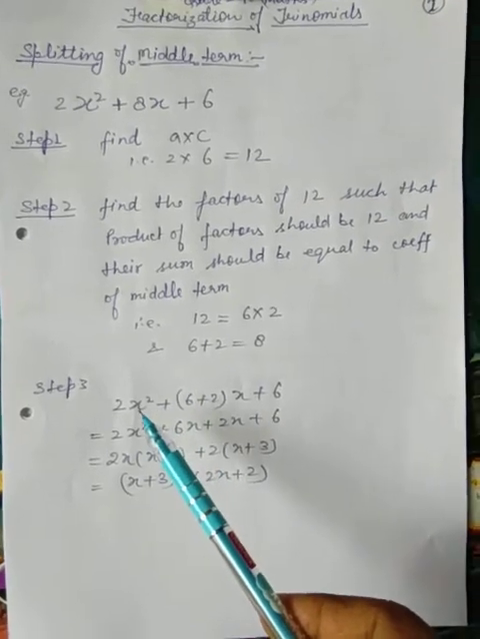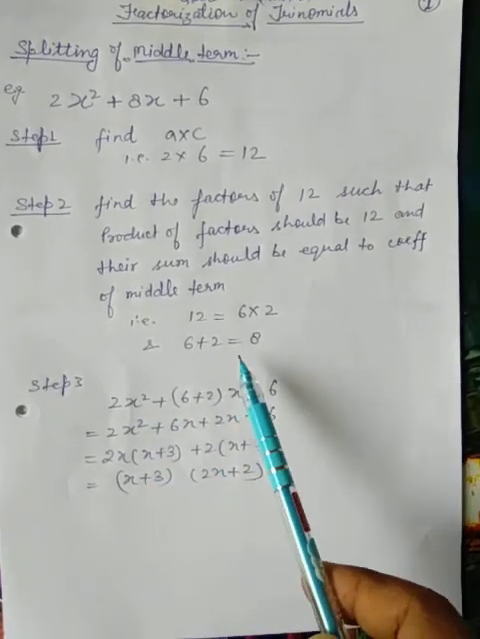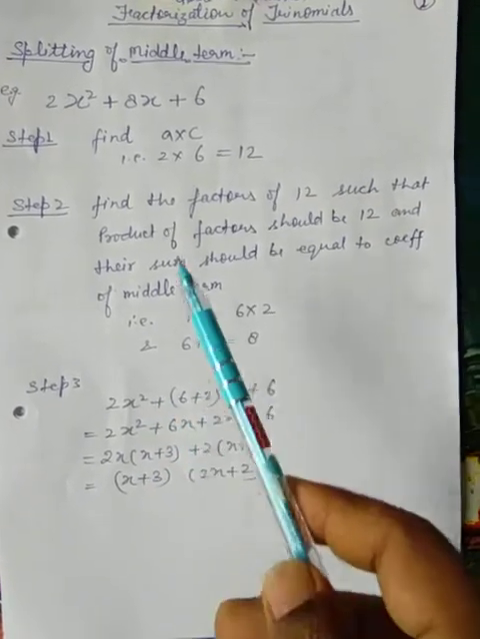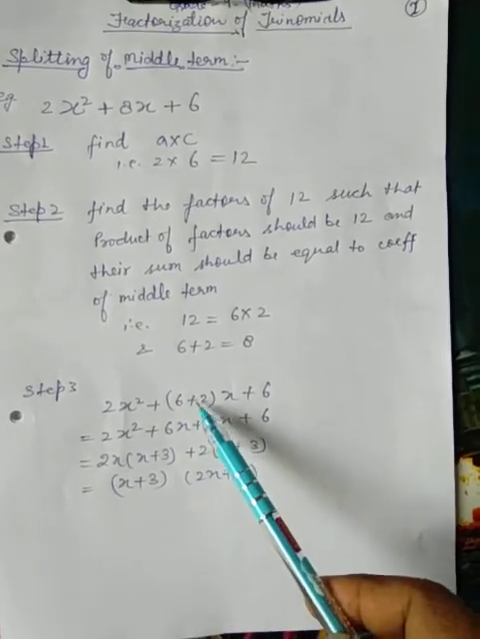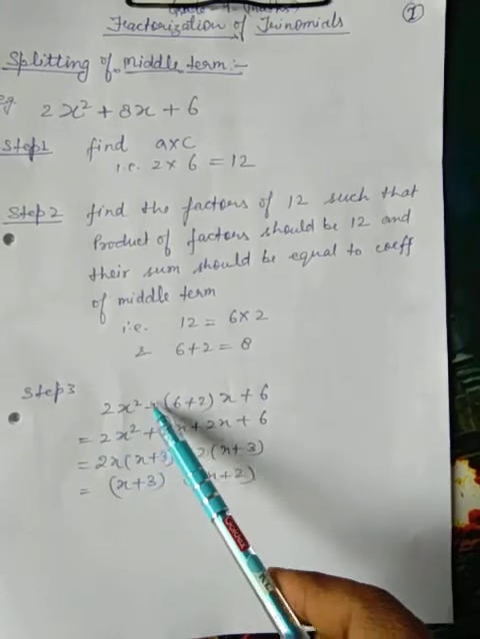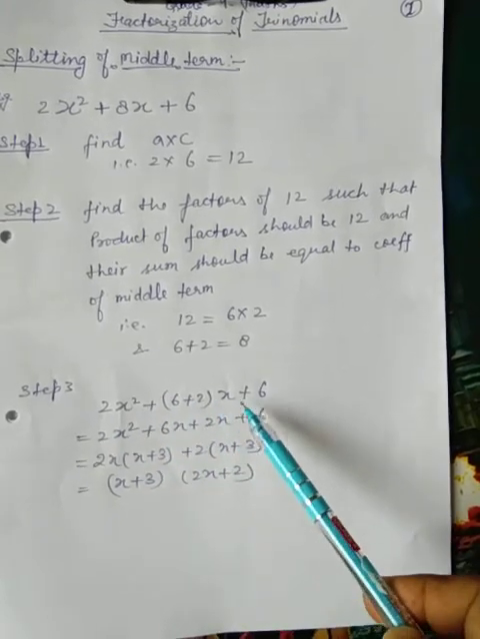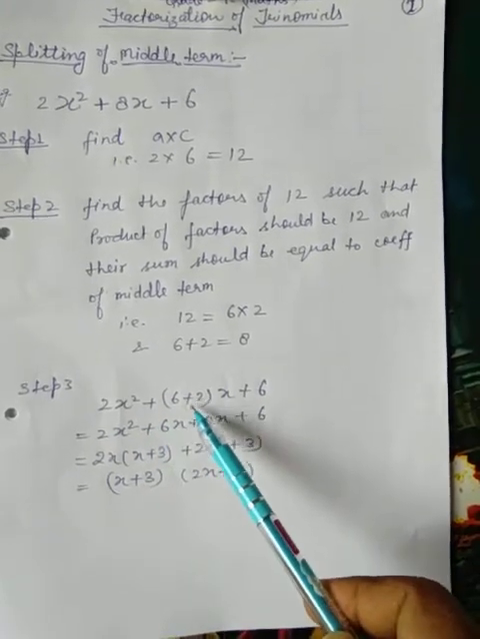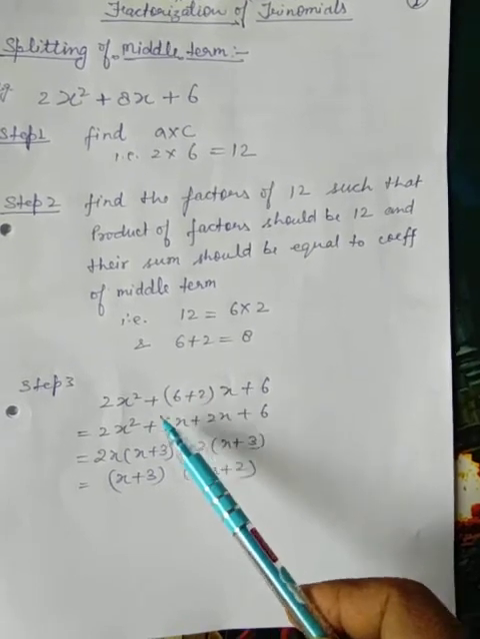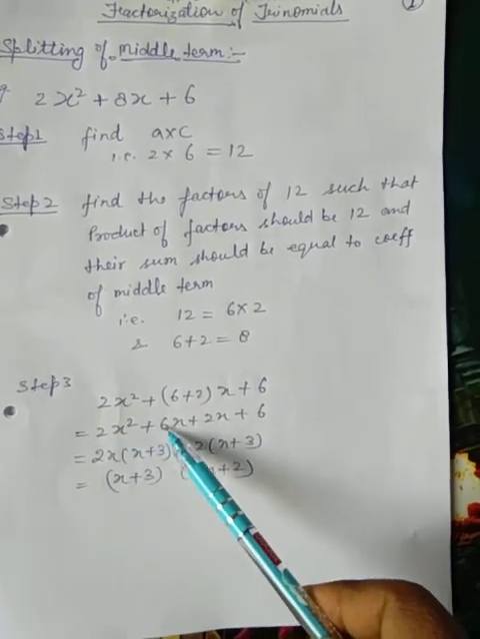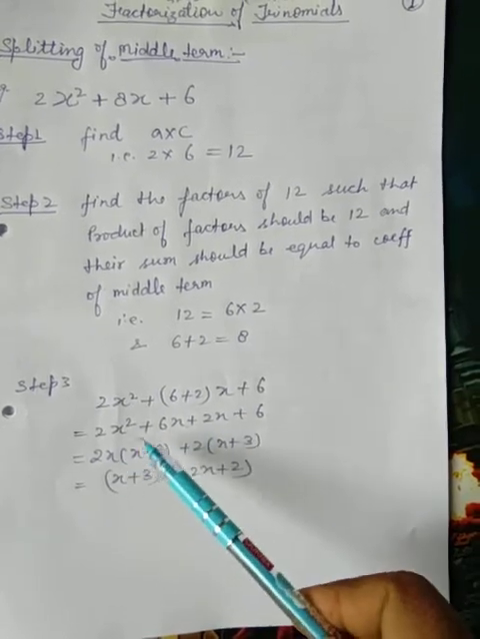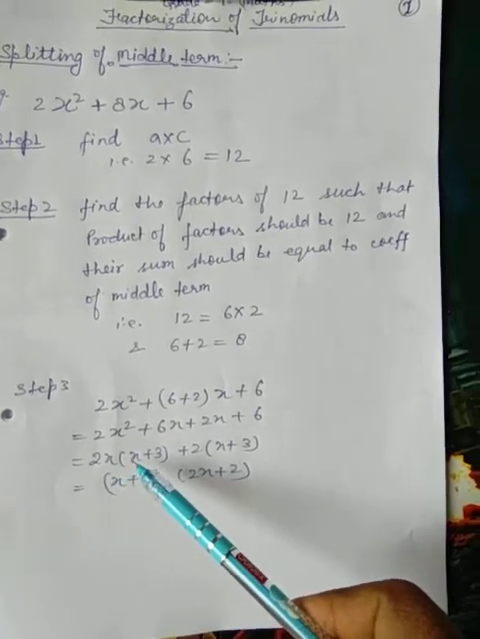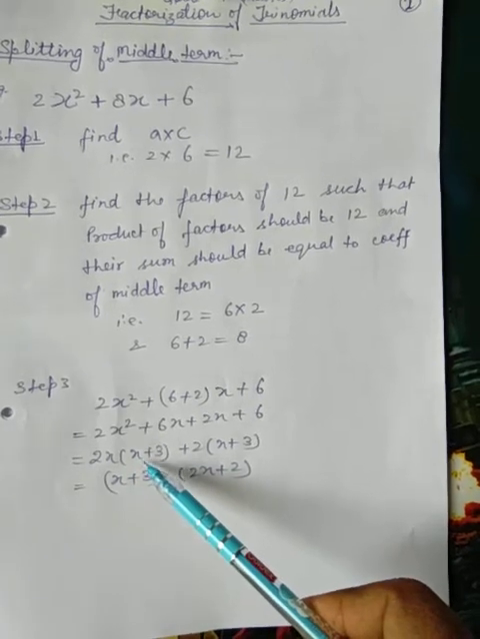And now in the third step we will apply this. Now instead of the middle term 8x, we can write 6 plus 2. Now this is 2x square plus (6 plus 2)x plus 6. Open this bracket. This is splitting. We are going to split the middle term. So 2x square plus 6x plus 2x plus 6. Open this. 2x is common, remaining is x plus 3.